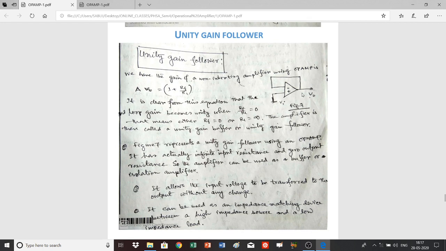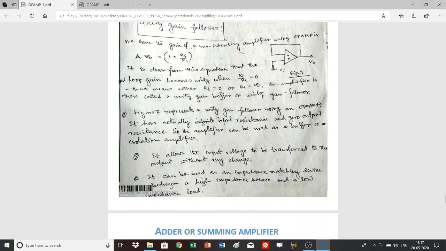For example, if you wish to get an output voltage which is in the same phase and has an identical value to that of the input voltage, then you have to use a unity gain follower or unity gain buffer. This type of amplifier allows the input voltage to be transferred to the output without any change. Further, this type of amplifier can be used as an impedance matching device between a high impedance source and a low impedance load.